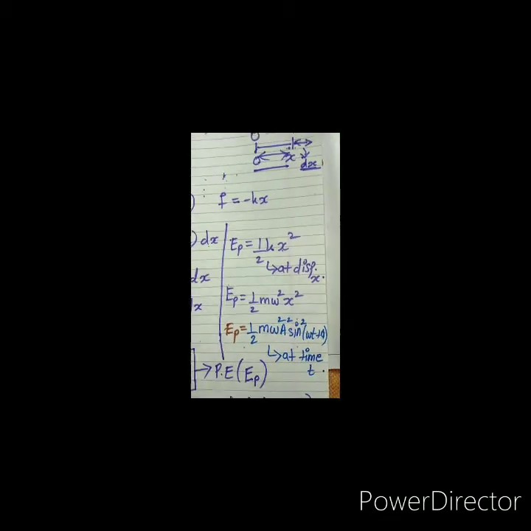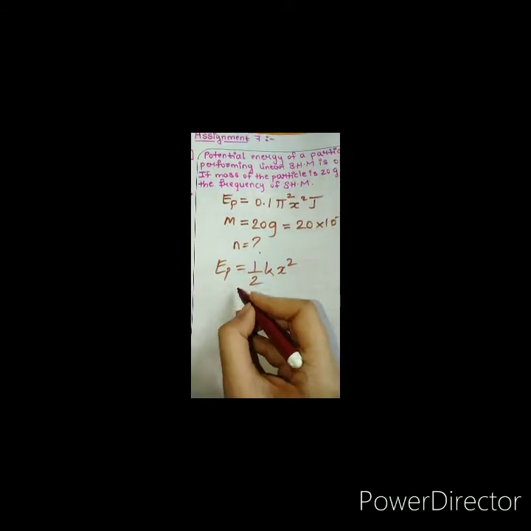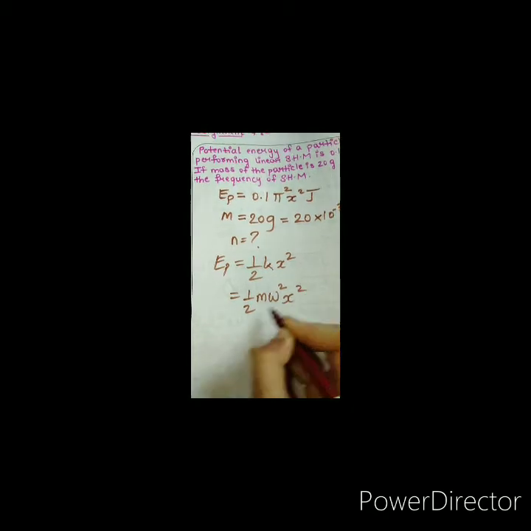Now as we have potential energy over here, we'll write the formula of potential energy. What was the formula for potential energy? It was half k x square, right? Yes, it was the same, half k x square. Or we can also write it as half m omega square x square.